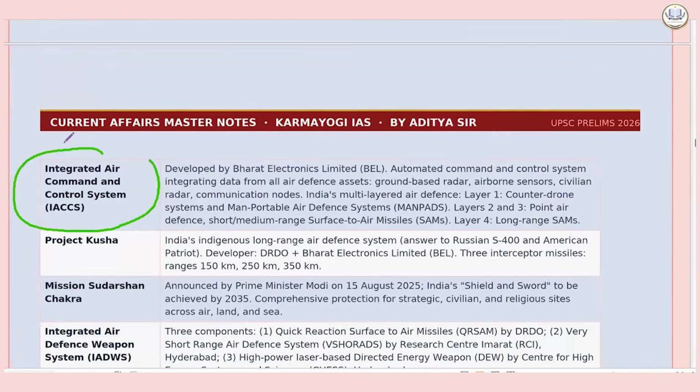Integrated air command and control system. It is developed by BEL again, Bharat Electronics Limited. An automated command and control system integrating data from all air defense assets. Ground-based radar, airborne sensors, civilian radar, and communication nodes are included in this. Layer 1 is for counter-drone systems, because drones are becoming a threat, and man-portable air defense systems. Layers 2 and 3 are for point air defense and short and medium-range surface-to-air missiles. And layer 4 is for long-range surface-to-air missiles.